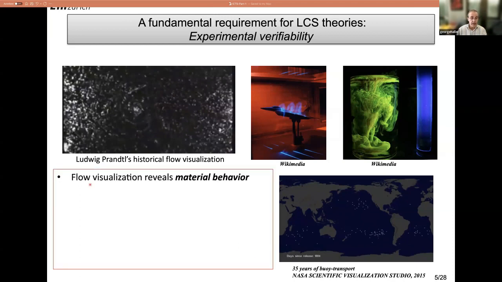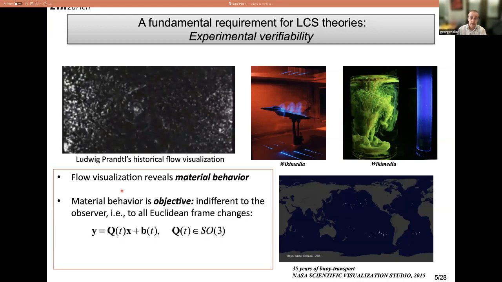So if you keep that in mind, then the lesson that I'd like you to accept or think about is that flow visualization reveals a material behavior, okay? And material behavior is objective in the sense of continuum mechanics, namely, it's indifferent to the observer. And continuum mechanics is a very good way of quantifying that historically. It says, let's think of all the observer changes that are realistic physically. So what can an observer do relative to another observer, a human observer?